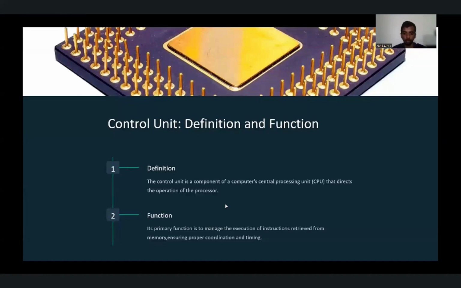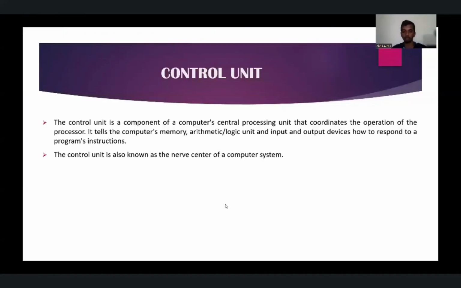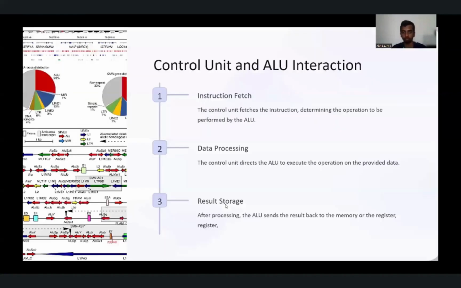Control unit is a component that directs the operations of a processor. Its primary function is to manage the execution of instructions retrieved from the memory, ensuring proper coordination and timing. Control unit is a component of the computer central processing unit that coordinates the operation of the processor. It tells the computer's memory, arithmetic or logical unit, and input and output units how to respond to the program's instructions. Hence, it is also called the nerve center of a computer system.